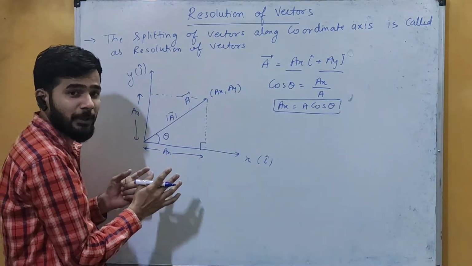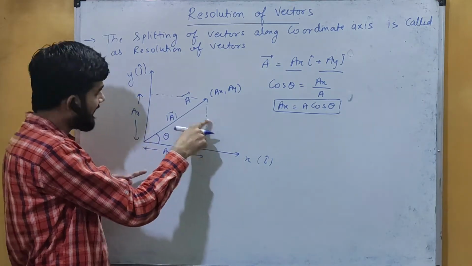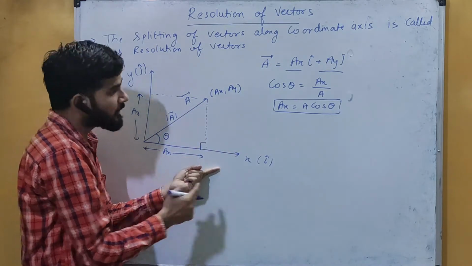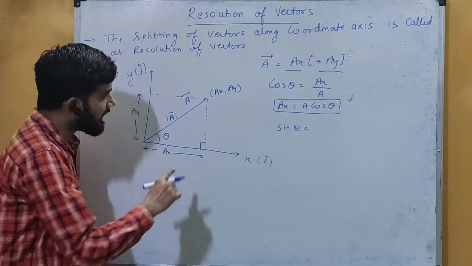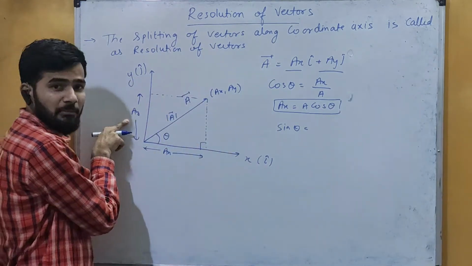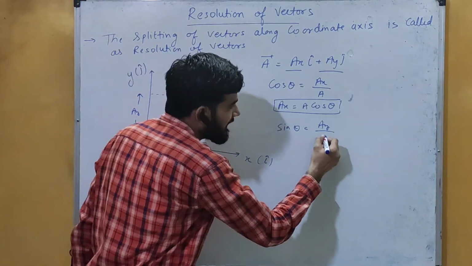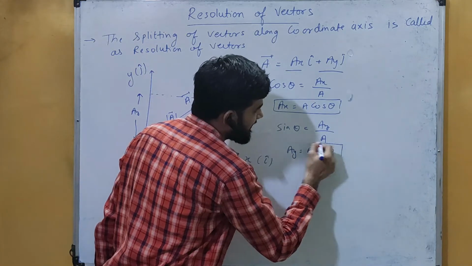In the same way, if you want to find the relation between the hypotenuse and the perpendicular, here this ay and this length are exactly the same. So sin theta equals perpendicular upon hypotenuse. This perpendicular is the same as ay, so ay upon the hypotenuse, that is simply A. So ay equals A sin theta.